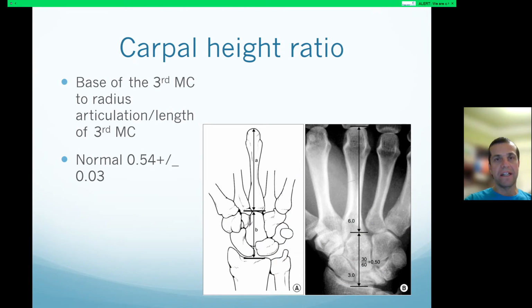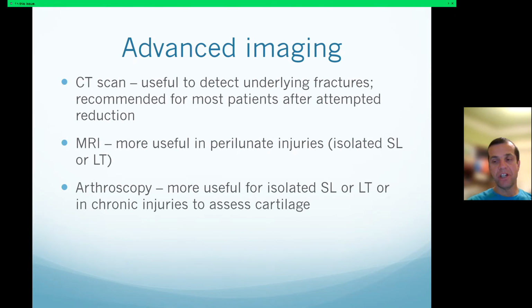Another parameter is the carpal height ratio. Essentially, it is the distance between the base of the third metacarpal to the distal radius divided by the length of the entire third metacarpal. And normal, this is 0.54 plus or minus 0.03, so slightly more than 0.5.